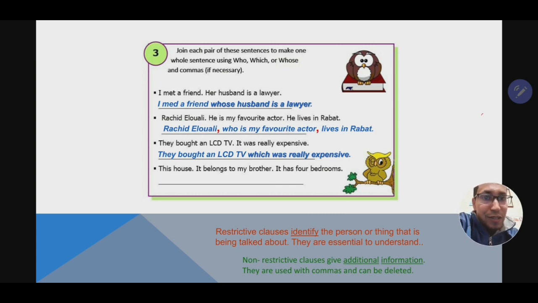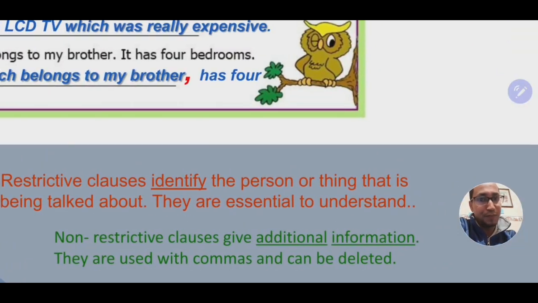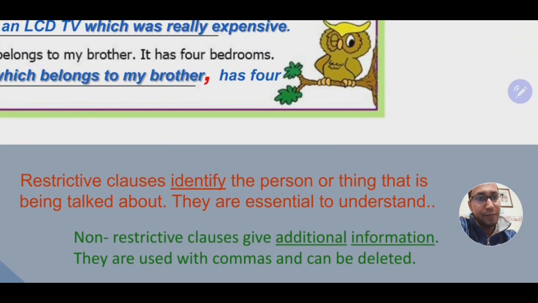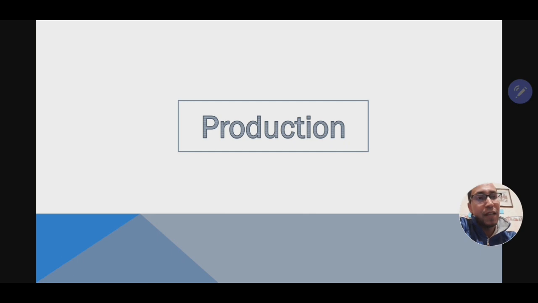And then this house, it belongs to my brother. It has 4 bedrooms. The answer, we have it belongs, and belongs usually means possession. So the answer is this house, which belongs to my brother, has 4 bedrooms. Non-restrictive clause with commas. So remember the rules and move on to the last part, which is about production.